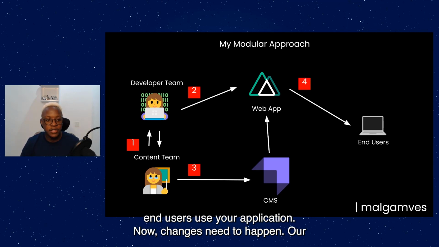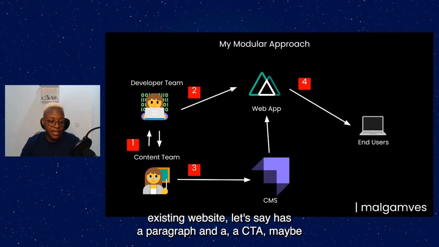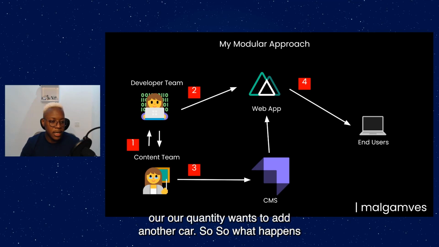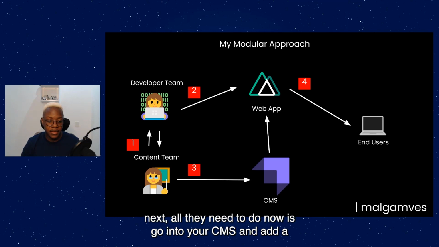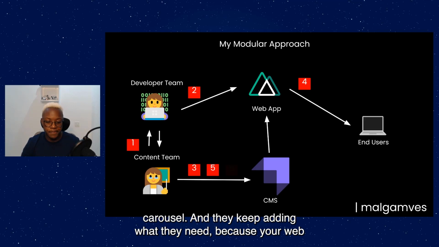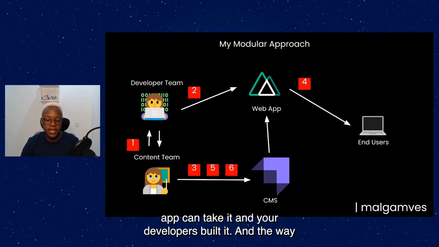Now, changes need to happen. Our existing website, let's say, has a paragraph and a CTA. Maybe our content team wants to add another carousel. So what happens next? All they need to do now is go into your CMS and add a carousel. And they keep adding what they need, because your web app can take it and your developers built it.